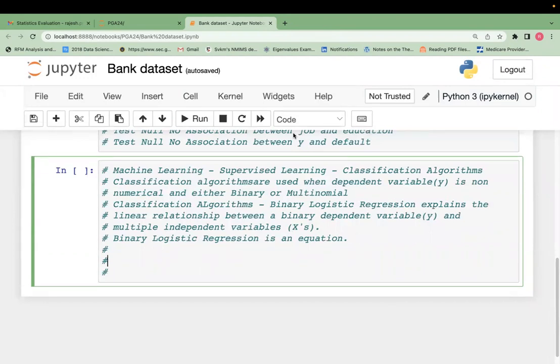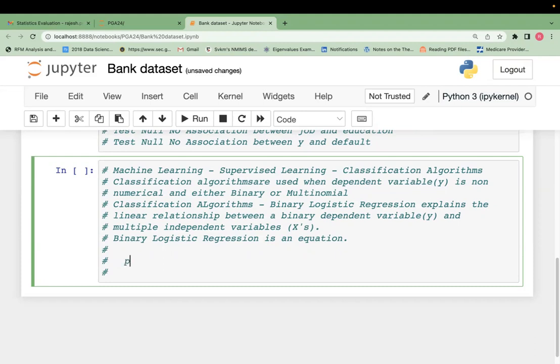So in multiple linear regression, we solve for the coefficients and the intercept, and we create the equation, and we use that equation for prediction purposes. Similarly, in binary logistic regression also, you have to solve for the coefficients and intercept, and you will create an equation for predictive purposes. That is the concept of logistic regression.